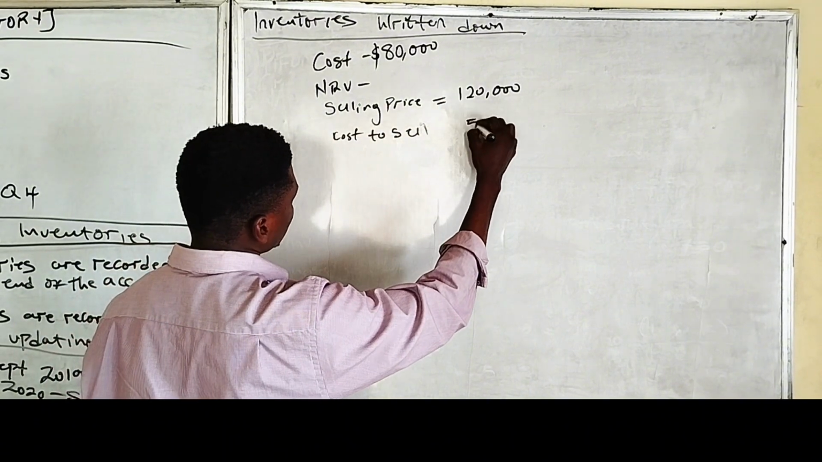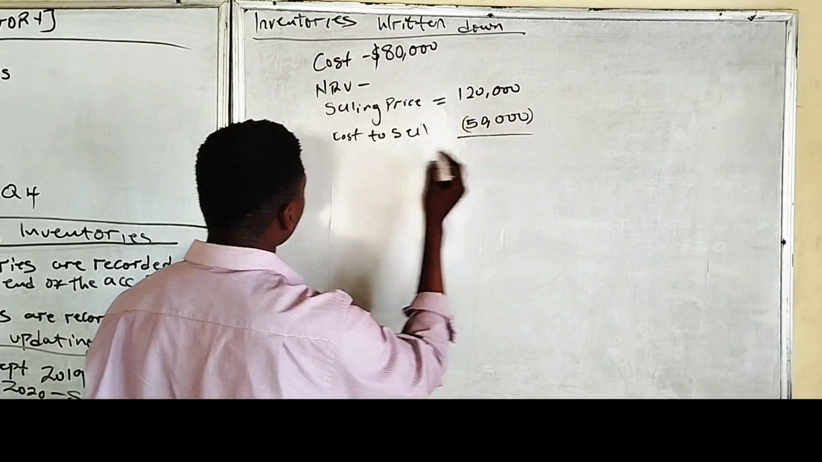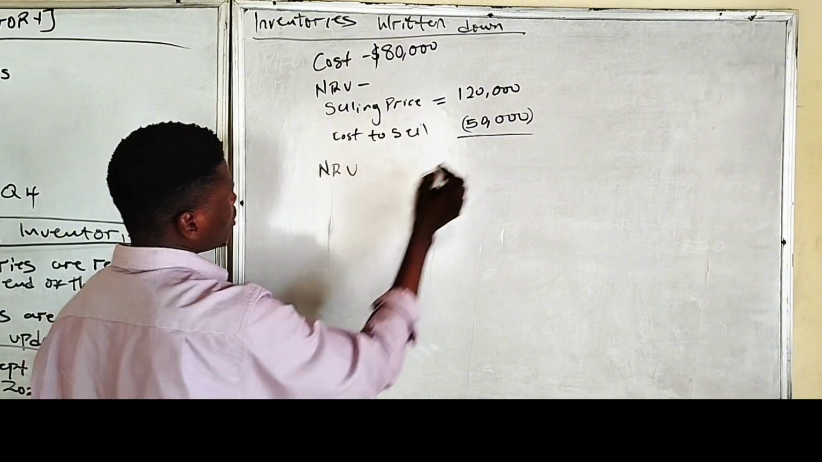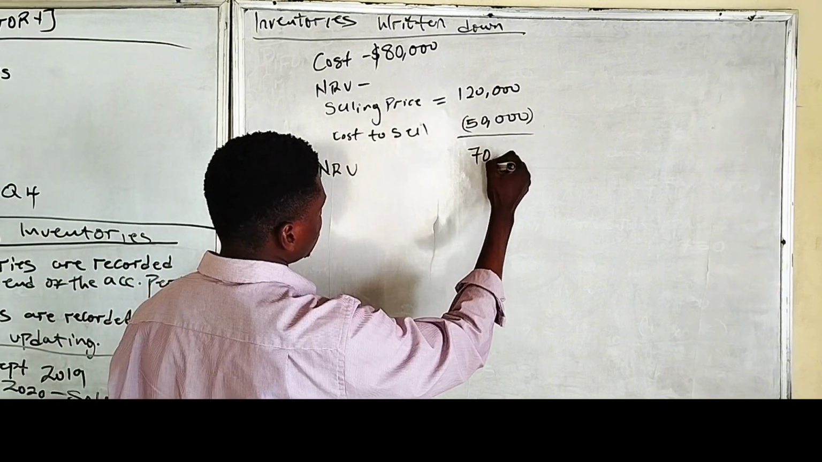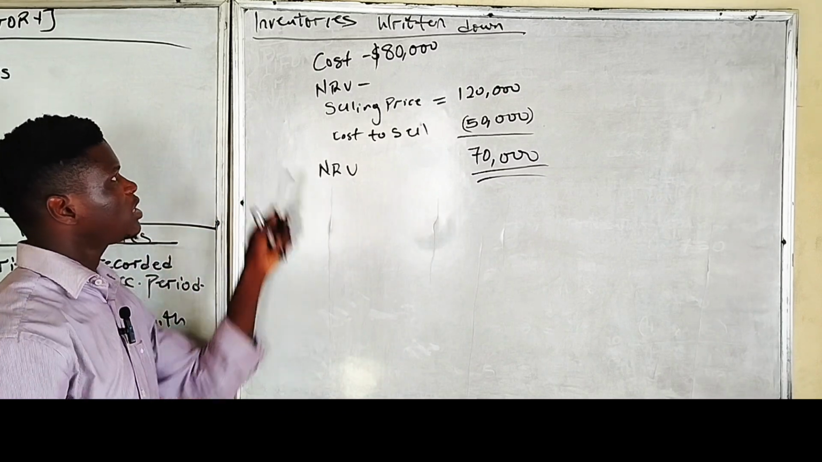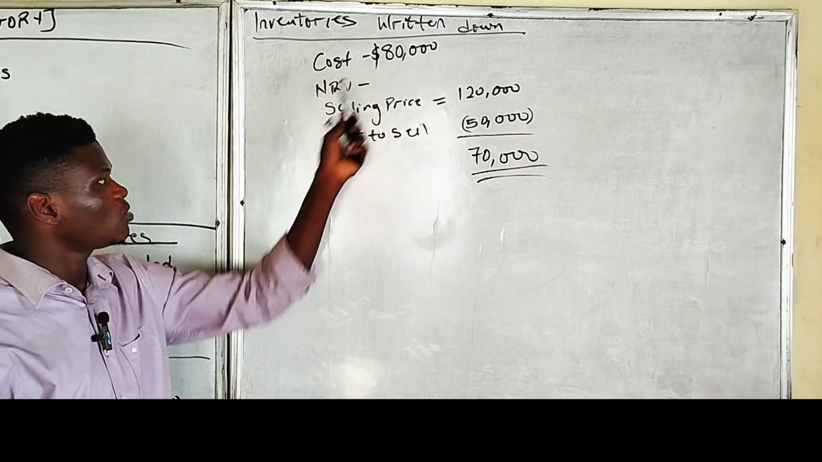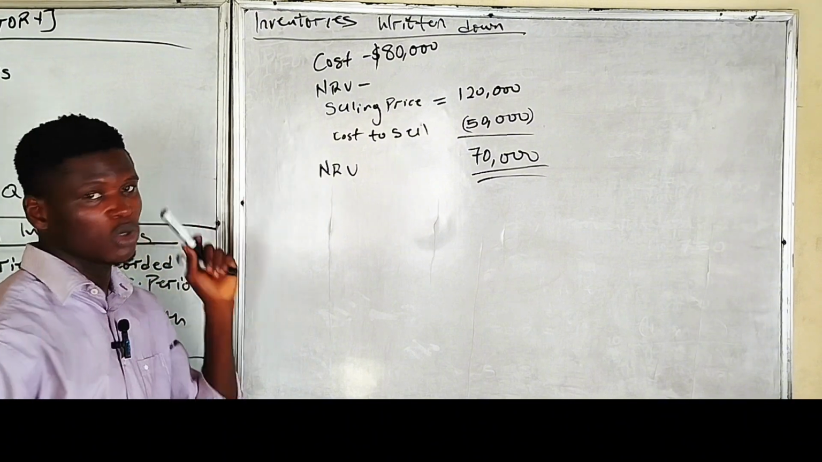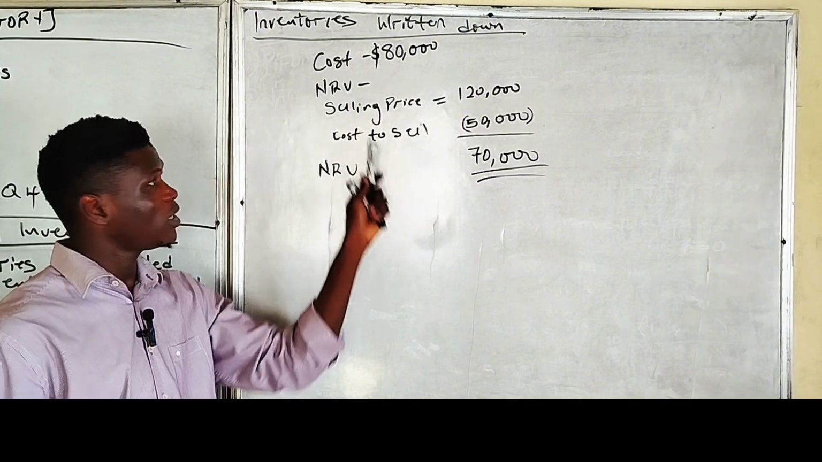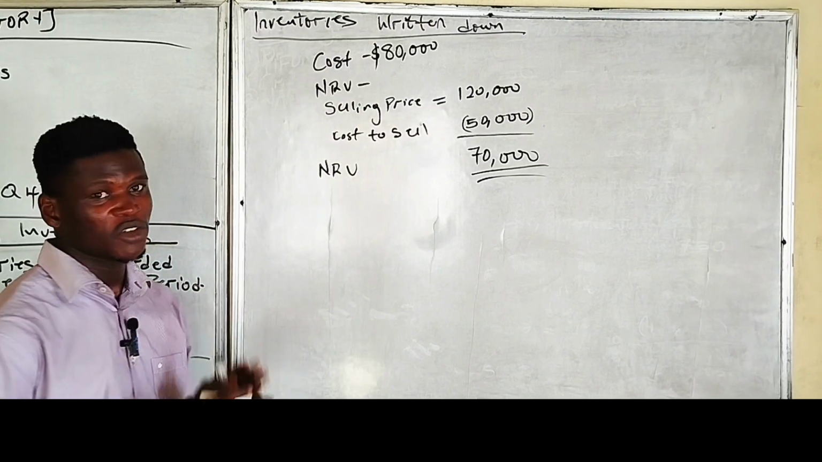We have 50,000. So NRV now, net realizable value, becomes 70,000. In this case, it means that our inventory, which we produced or purchased at 80,000, had suffered some loss or some damages, which will make the net realizable value lower than the cost. Ordinarily, the cost of an inventory should be lower than the net realizable value.